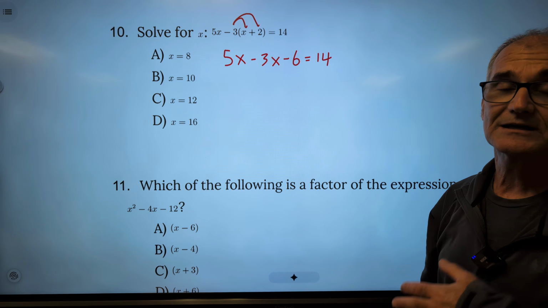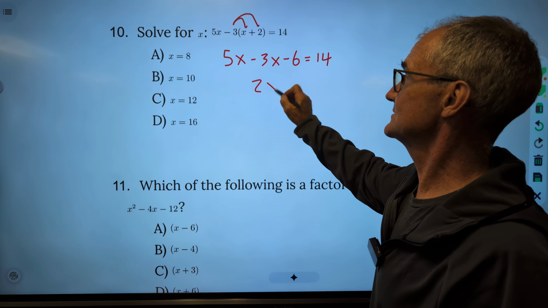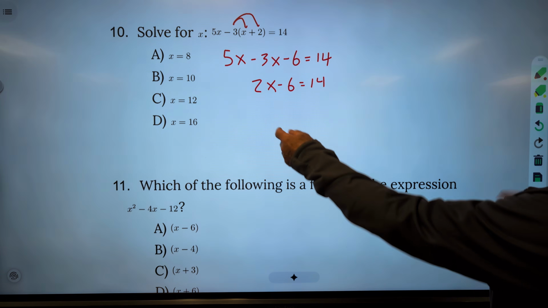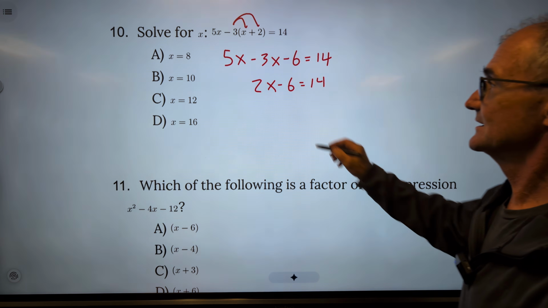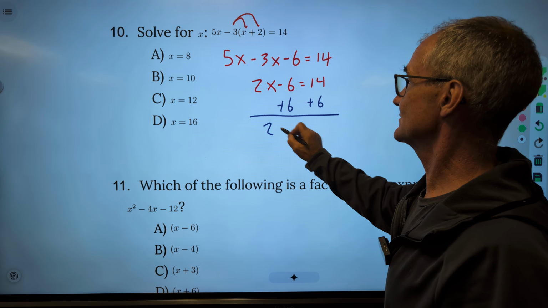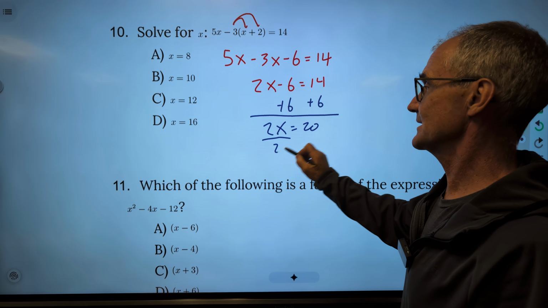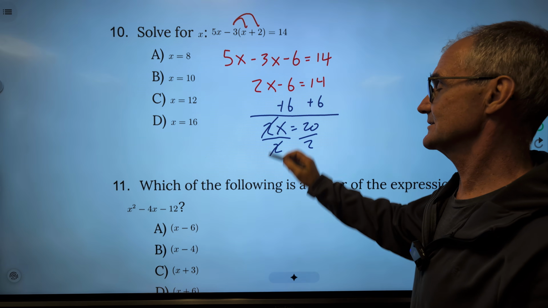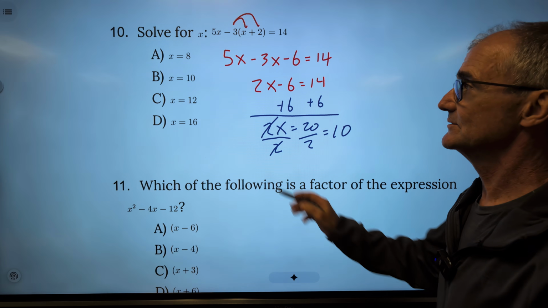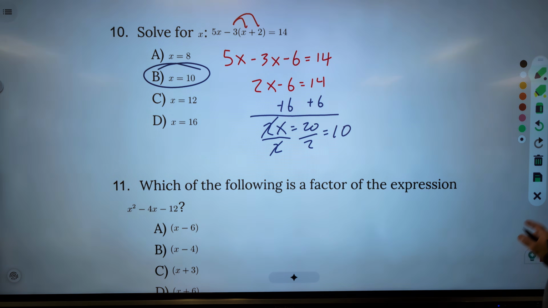Solving the equation, I'm going to combine similar terms now. 5x minus 3x is 2x, minus 6 equals 14. Still trying to get that x by itself. I'm going to add 6 to both sides, giving me 2x equals 20. Divide both sides by 2. The 2's cancel. x is equal to 20 divided by 2, or 10. Correct answer, answer B.